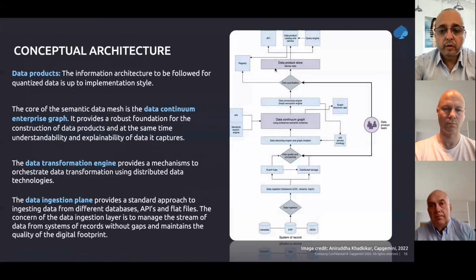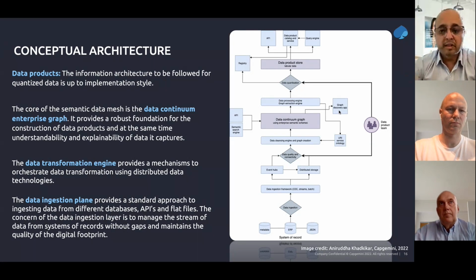So the way users will interact with the data continuum graph is with a service that enables a graph discovery app, and there are many visual interfaces or visual solutions available in the market that allow a very intuitive analysis and a more point and click experience, where you could also have, at the click of a button, different graph algorithms implemented, including community detection or shortest path and those kinds of graph analytics engines.